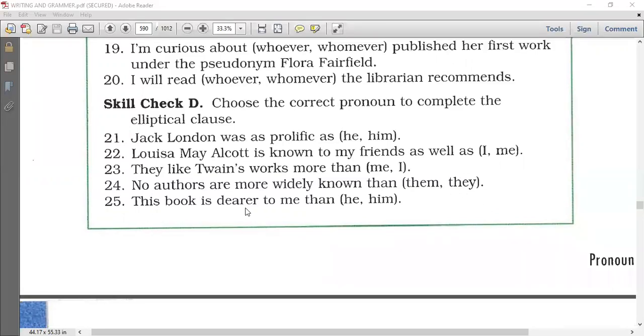This book is dearer to me than he or him.